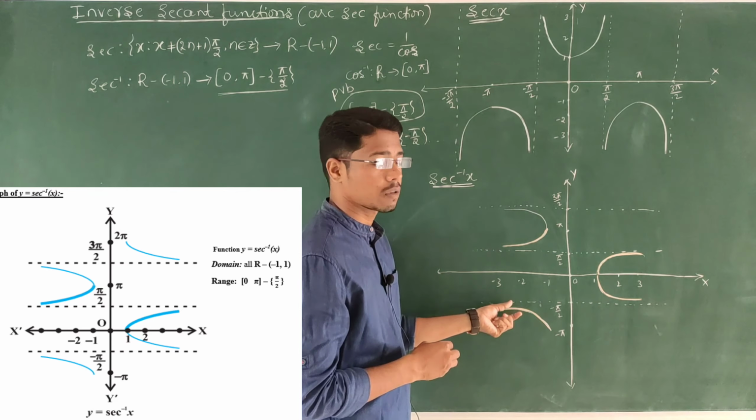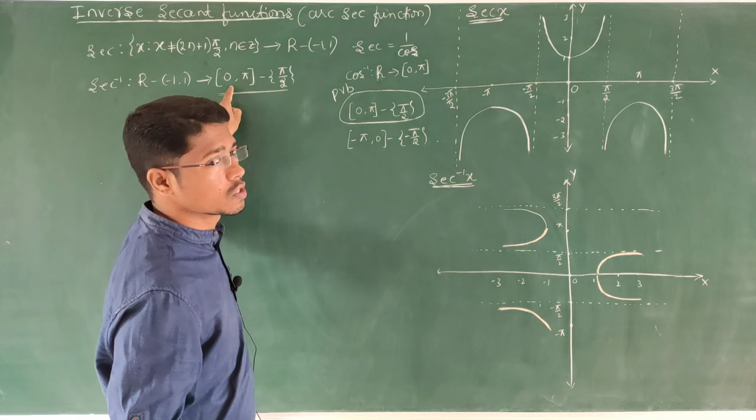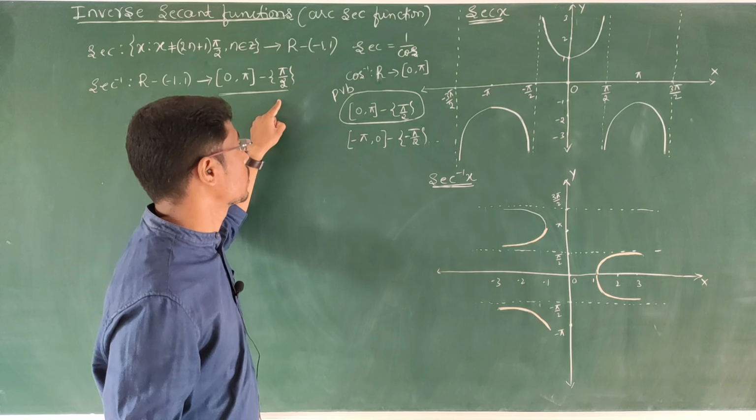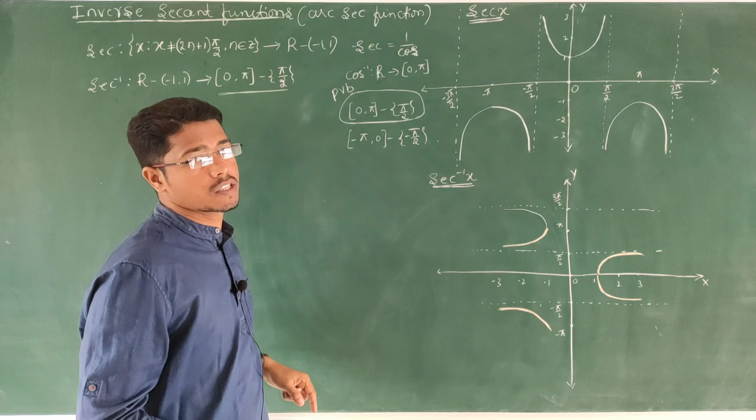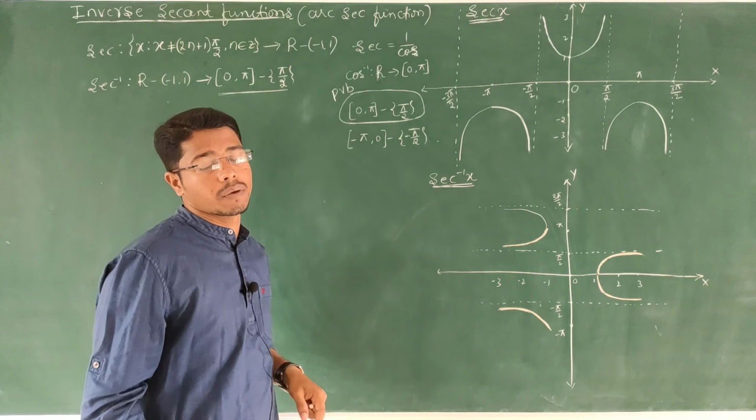the graph of the sec inverse function is like this. So this is about the sec and sec inverse graph. Sec inverse is defined from R minus (-1, 1) to [0, π] minus {π/2}. This is the principal value branch, that is the PVB of the sec inverse function. Let us see some simple problems, examples.